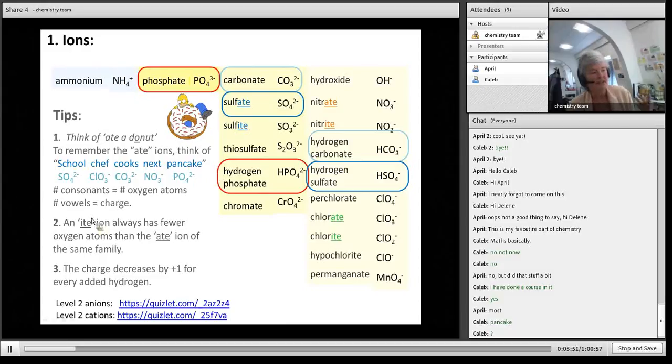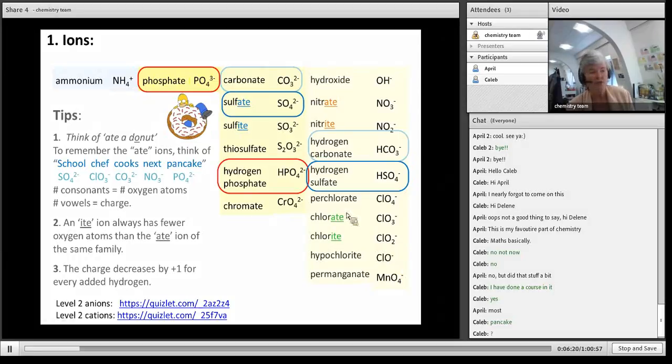And then if you see an ite, oh, sorry, I thought I'd clicked. So an ite has always got fewer oxygens than an ate. So sulfate has got 4, ite will have less, so it's 3. And as you go down and you get even less, then we use the hypo. So for instance, chlorate, chlorite, hypochlorite, you can see the number of oxygens decreasing.